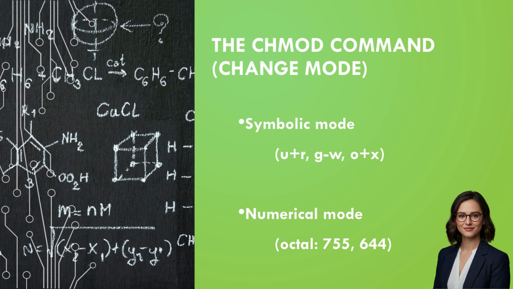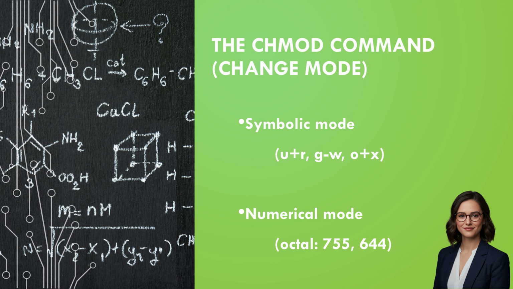The primary command for modifying permissions is chmod, which stands for change mode. You can use chmod in two main ways: symbolically or numerically. Symbolic mode uses letters to represent users (owner, group, others) and actions (read, write, execute). For example, chmod u+r file.txt adds read permission for the owner of file.txt. chmod g-w directory removes write permission for the group that owns directory.